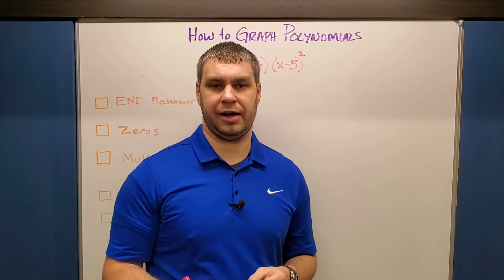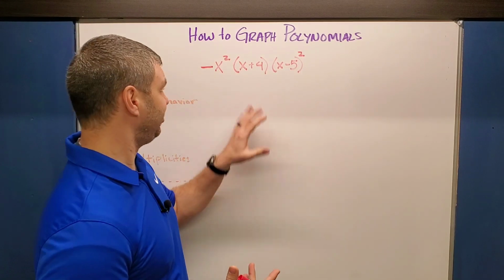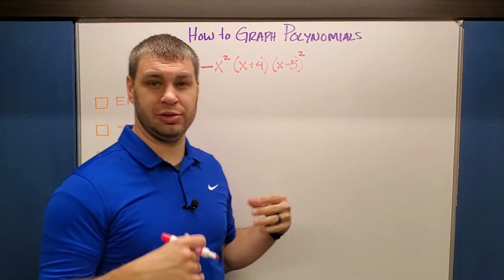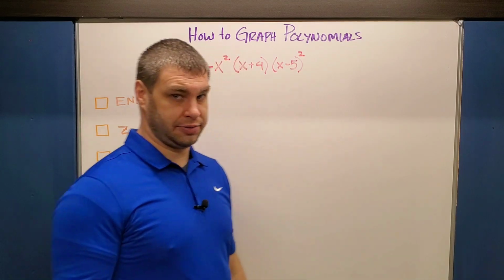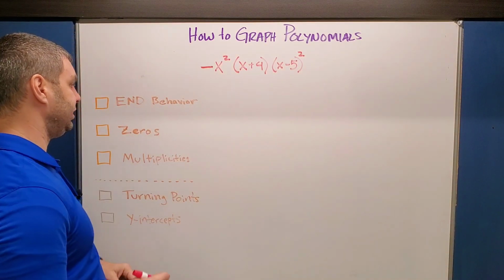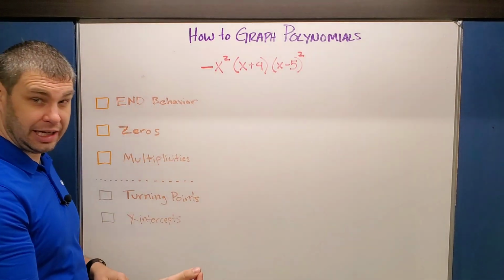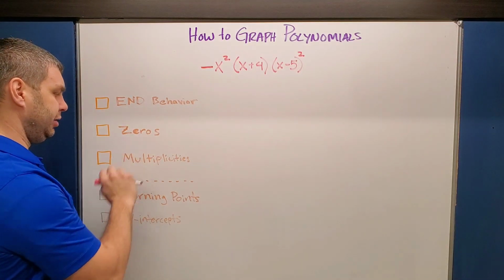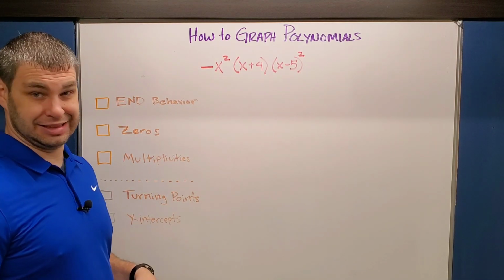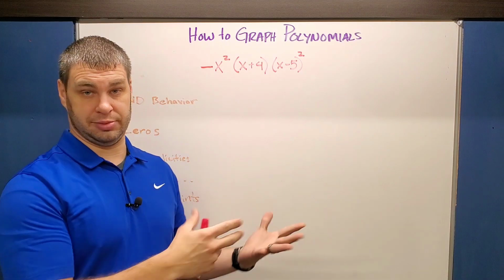In this video, we're going to talk about how to graph polynomials, something that might look kind of like this when it's given to you in factored form. There are a few things we need to talk about before we can graph this: what is the end behavior of this polynomial? What are the zeros? What are the multiplicities? And how are we going to use those when it comes to graphing?